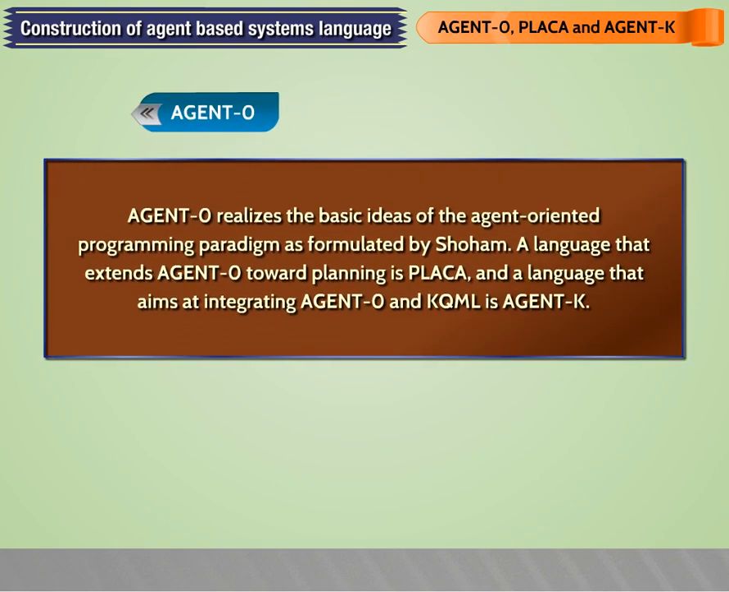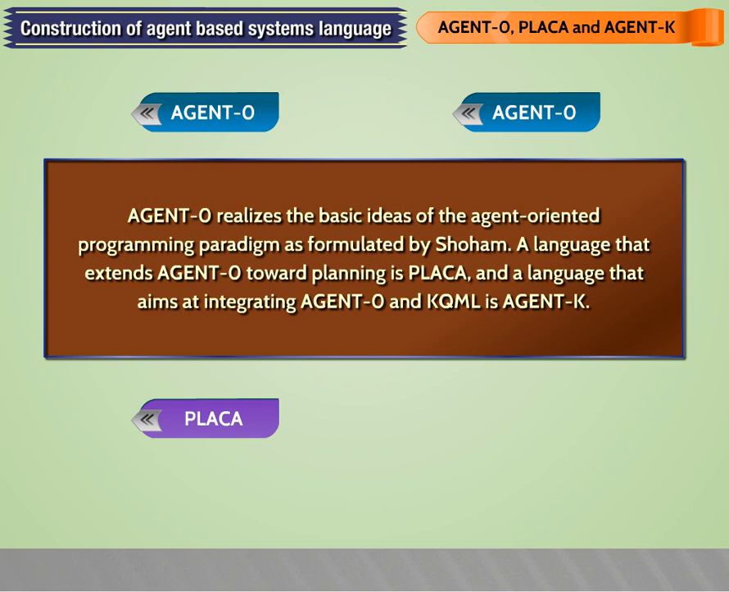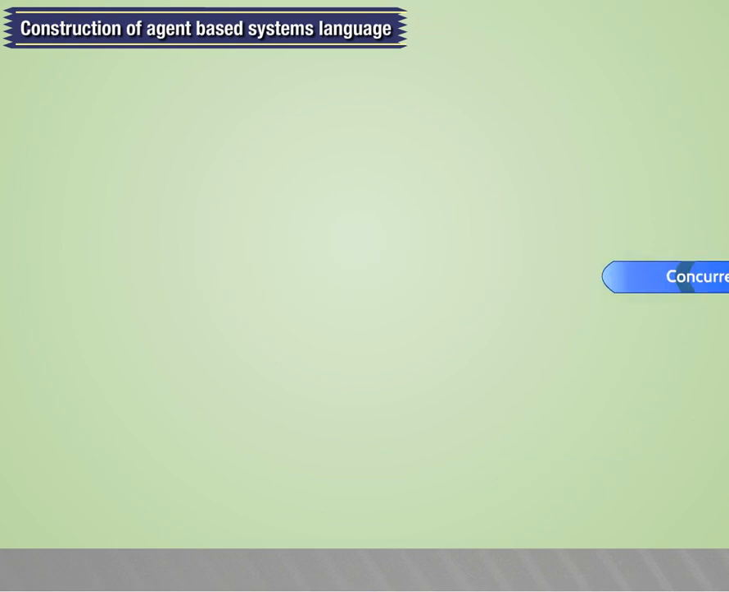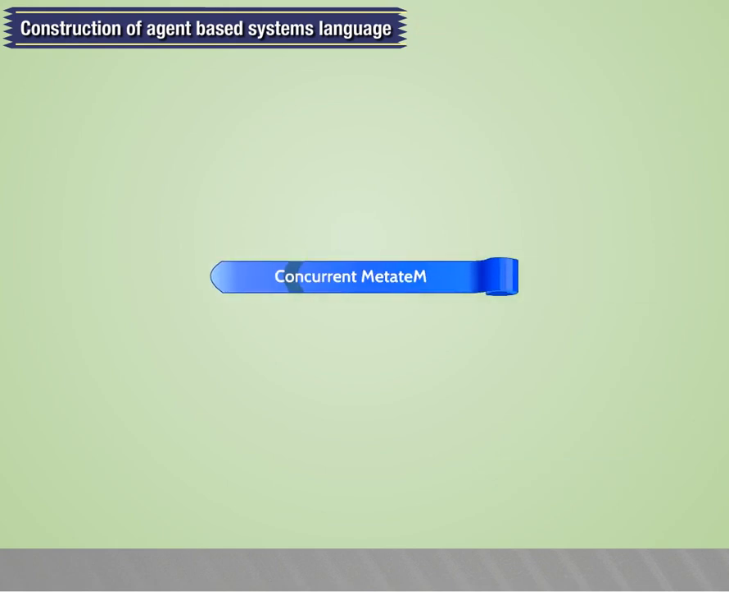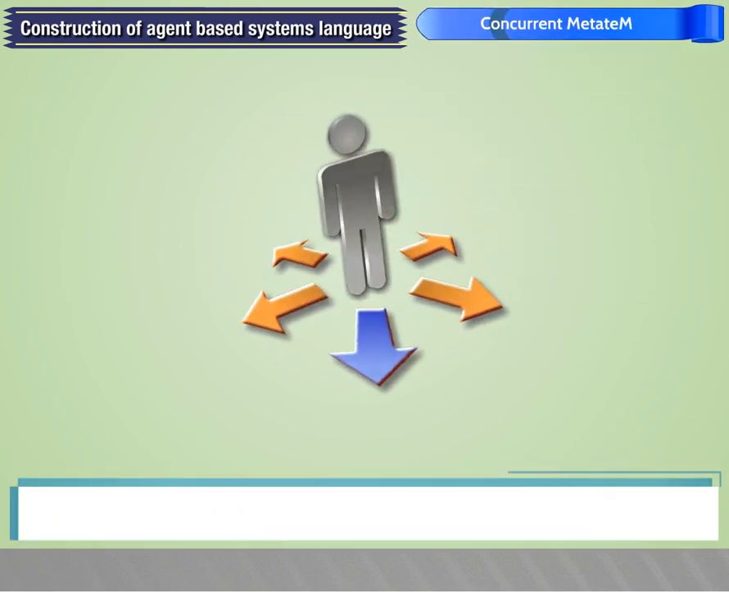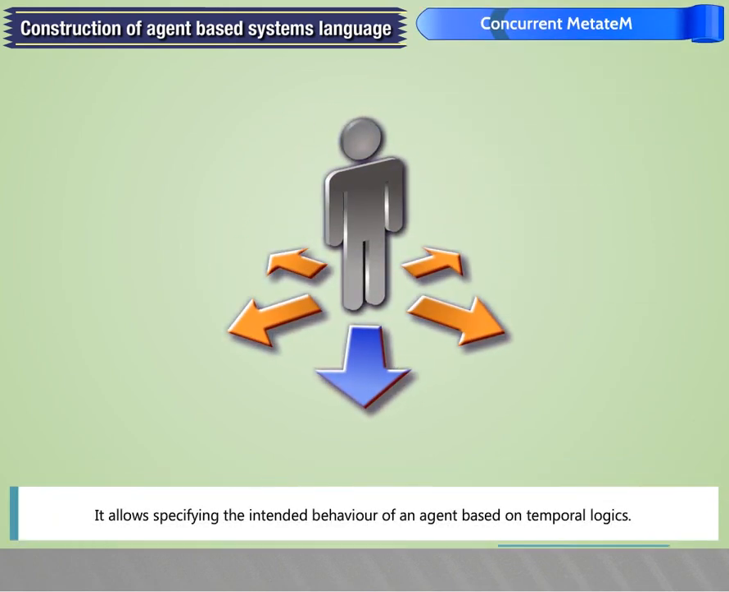Agent 0 realizes the basic ideas of the agent-oriented programming paradigm as formulated by Shoham. A language that extends Agent 0 toward planning is PLACA, and a language that aims at integrating Agent 0 and KQML is Agent K. Concurrent MetateM: it allows specifying the intended behavior of an agent based on temporal logics.